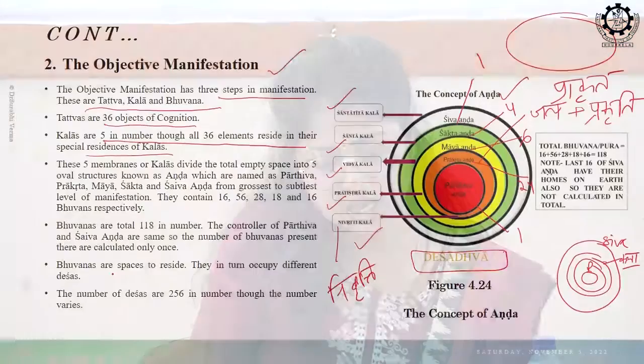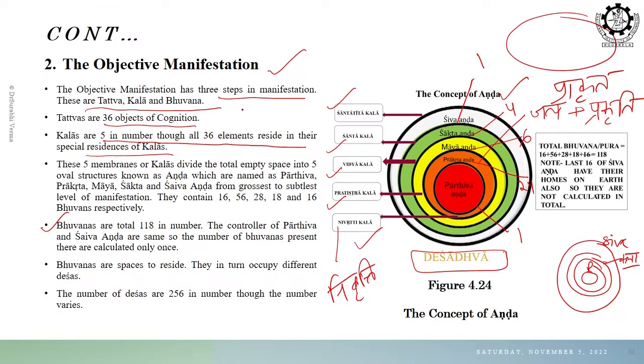After this, here you can see, because I have told that after kala we have bhuvan. So the 5 membranes or kalas divide the total empty space into 5 oval or elliptical structures. They are named Parthiv, Prakrit, Maya, Shakta and Shiv.